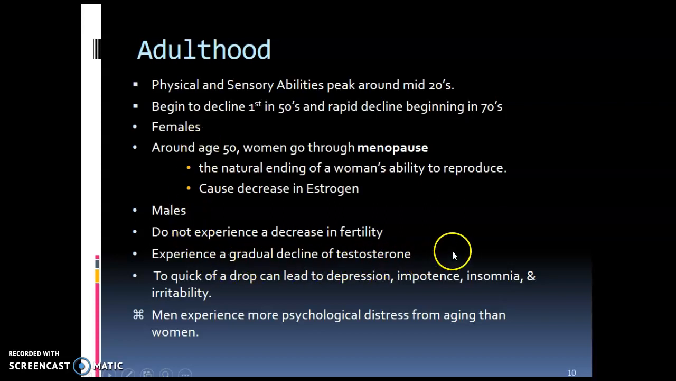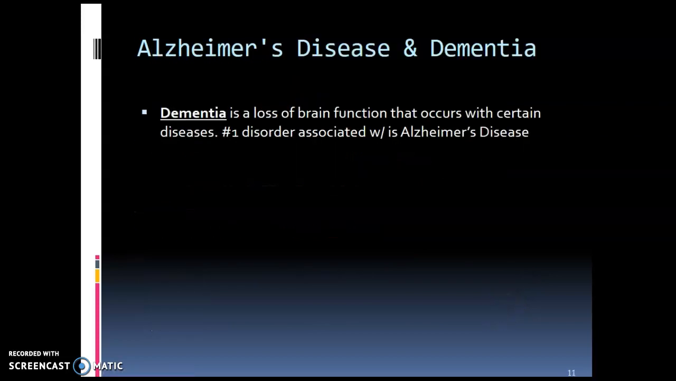Because this testosterone, this is what makes us men. And so when we start to lose that edge, that testosterone, depression, impotence, insomnia, irritability can start to develop. That's very problematic as we get older.